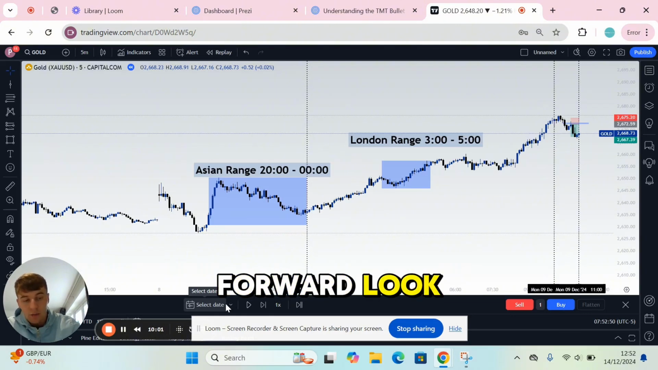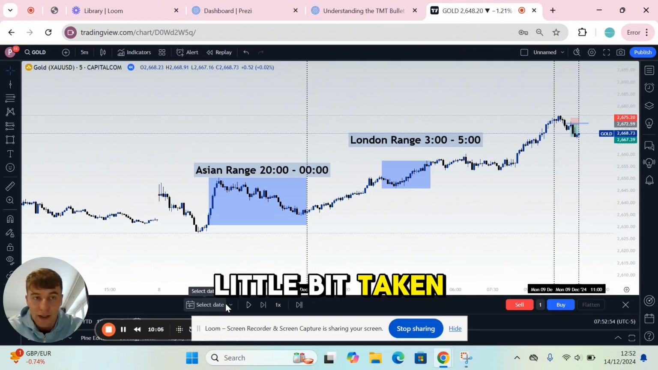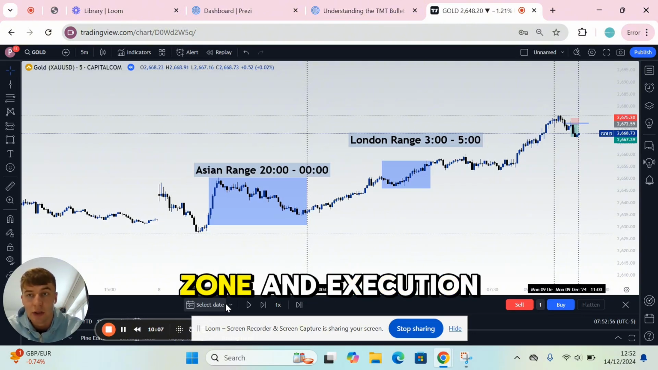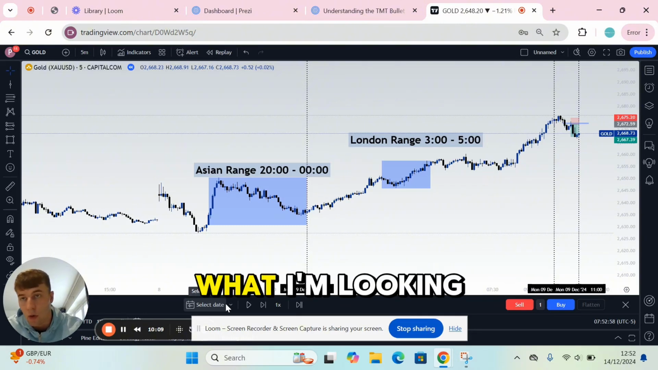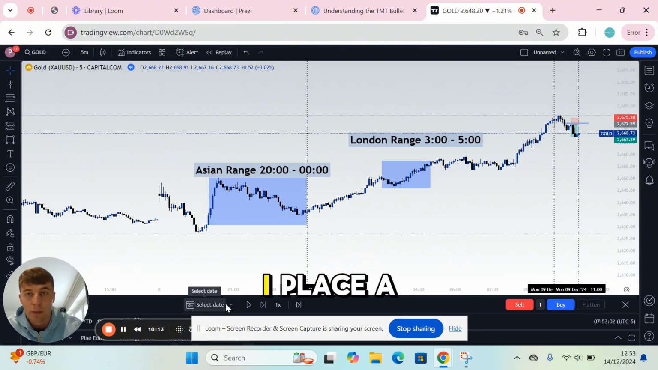and just come on, play it forward, and be like, right, I'm going to mark out the Asian range, the London range. Has a high or low been taken out? I'm going to mark out the execution zone. In the execution zone, what am I looking for? Is it a bearish or bullish fair value gap? Has it presented itself? Would I place a trade here?